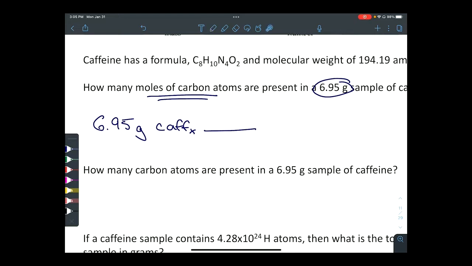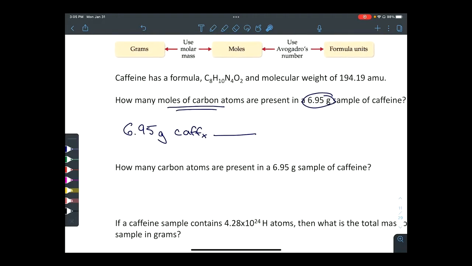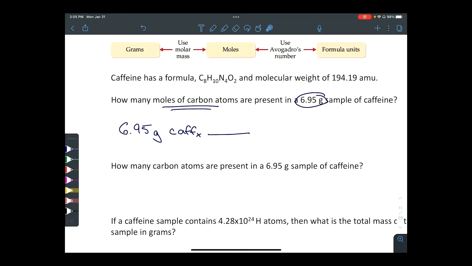I think a common mistake students will make with this question is that they'll use the molar mass of carbon, because we want carbon atoms. But the detail here is that this mass, 6.95 grams, is the mass of the sample, which is caffeine. So we need to make sure that we use the molar mass of caffeine, which is 194 point something, 194 grams is 1 mole of caffeine.